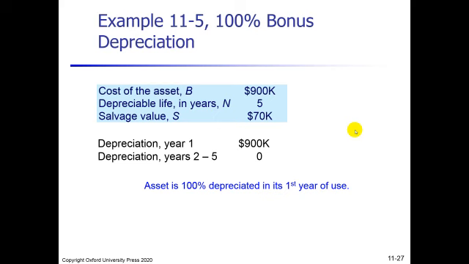So example 11-5, suppose you did have 100% bonus depreciation. Let's suppose you had something with a 5-year depreciable life, that would normally be in a 5-year category for the MACRS, which we'll talk about in detail in a few minutes. And it was a $900,000 asset with a $70,000 salvage value. Because we are in 100% bonus depreciation, you immediately get to depreciate $900,000 in year 1, and that means over years 2 through 5, it does not have any further depreciation. It's already been depreciated by 100% in the very first year.